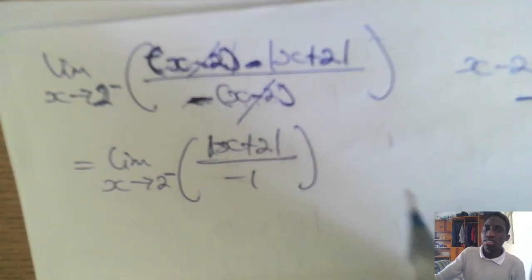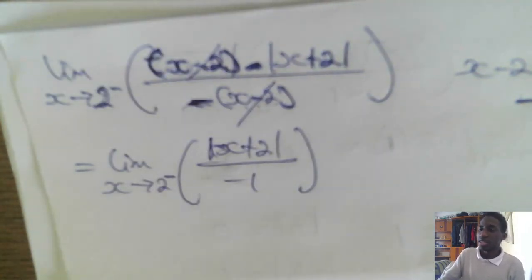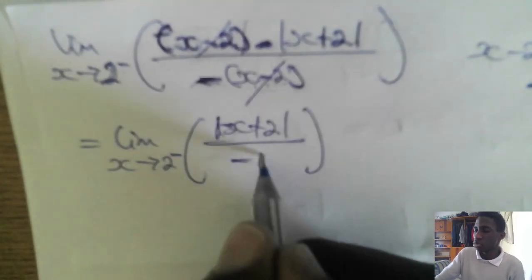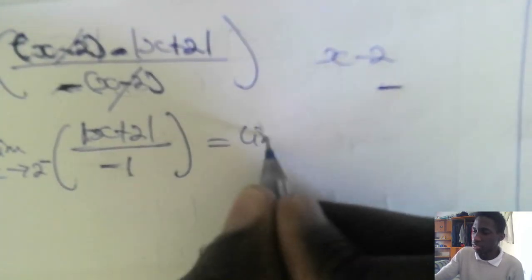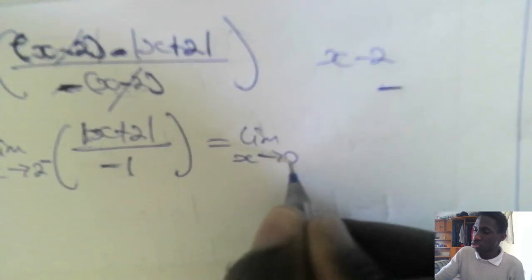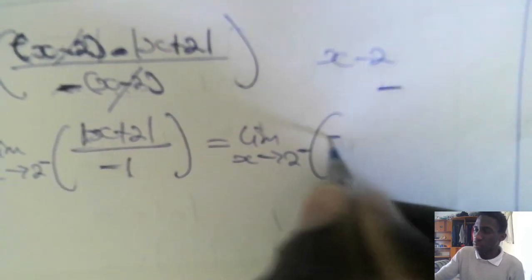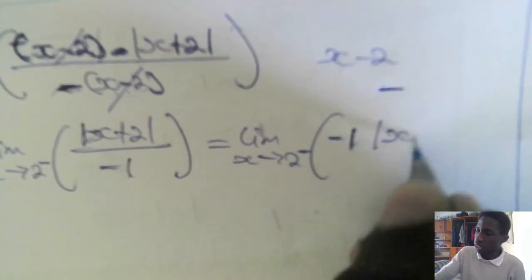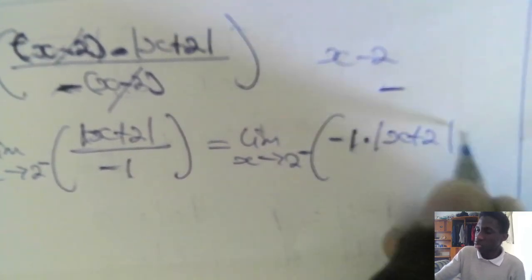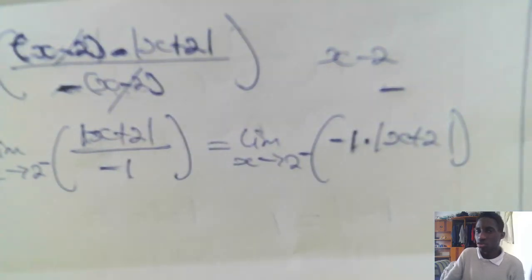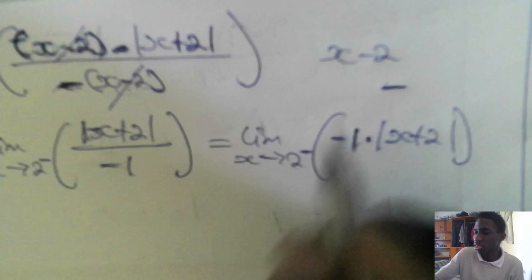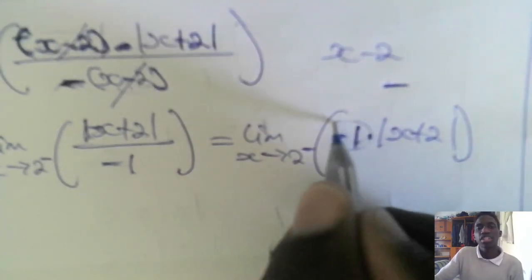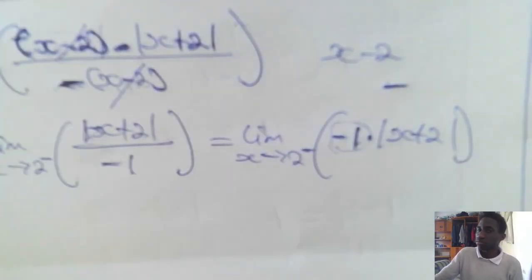By the way, constants can actually come out of a limit. If you have a constant multiplying a limit, like here, we have this divided by minus 1, which is the same thing as the limit as x approaches 2 from the left of minus 1 multiplied by the absolute value of x plus 2. Dividing by minus 1 is the same thing as multiplying the numerator by minus 1.